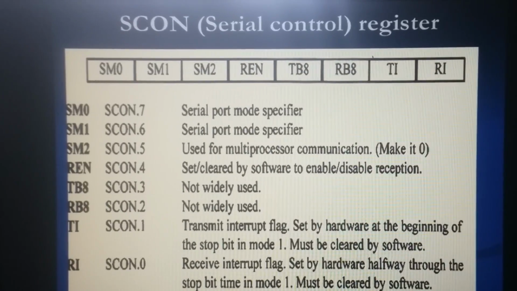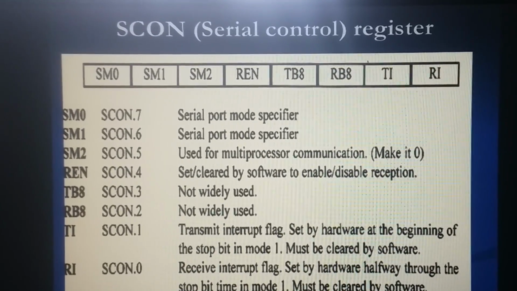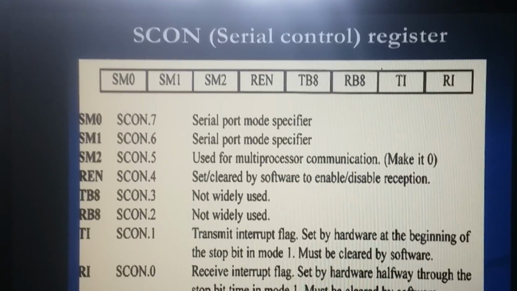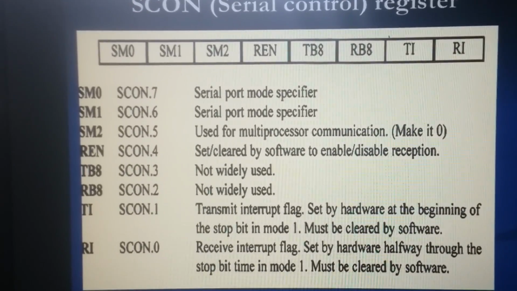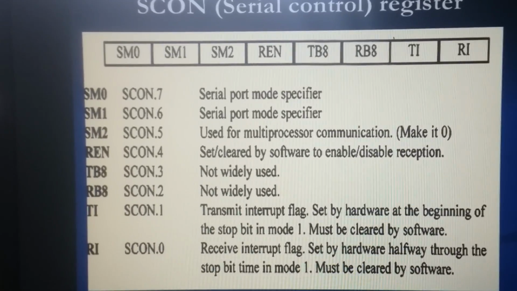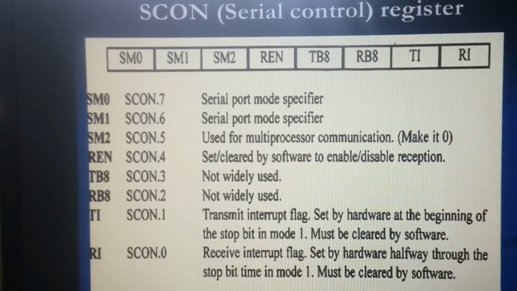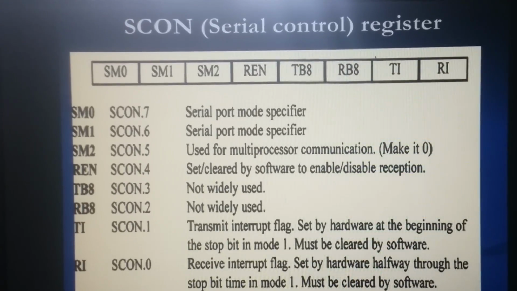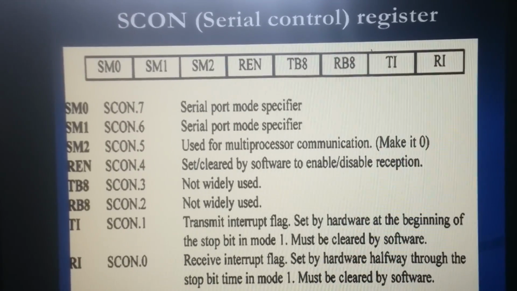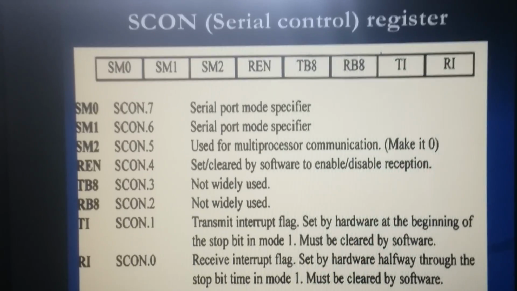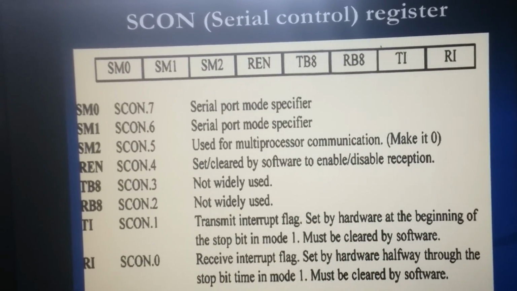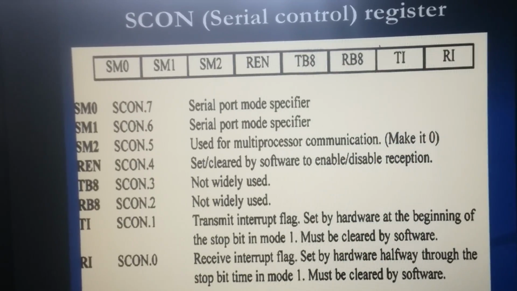Next comes the serial control register. This is used for serial communication. This is 8-bit, and we have TI, RI. These are the transmit interrupt flag and receive interrupt flag, and TB8, RB8 are used to transmit and receive 8-bit data. Since it is an 8-bit microcontroller, we are transmitting 8-bit information to and fro through the serial register. And REN is nothing but the receiver enable. SM0, SM1 and SM2 are used to select the serial ports.